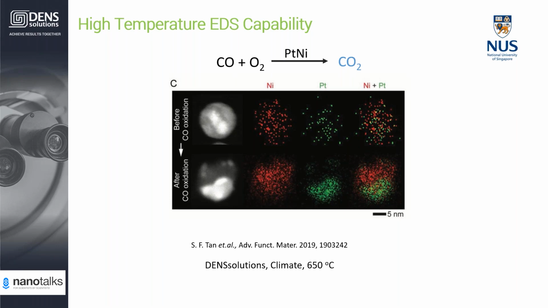Here is an example from National University of Singapore. They studied the palladium-nickel differences under catalyzing carbon monoxide oxidation experiment. Here you can see before carbon monoxide oxidation and after carbon monoxide oxidation. The catalyst transitions from alloyed structure to phase-separated structure. And this EDS is conducted under 650 Celsius degrees. This is an example from our users. And practically, you can also go to 700 Celsius degrees or even higher temperature.